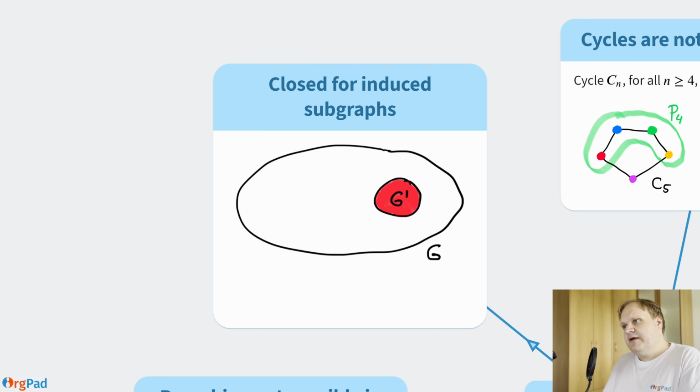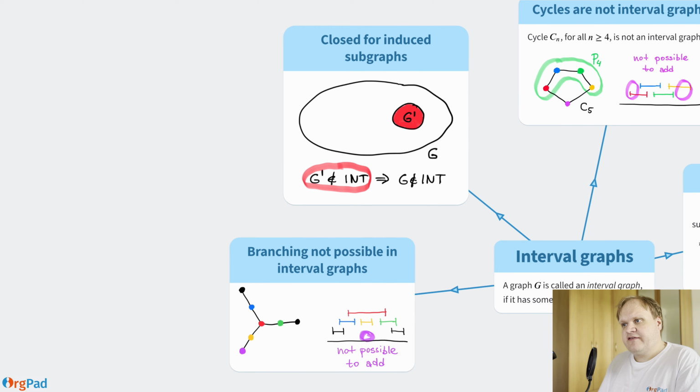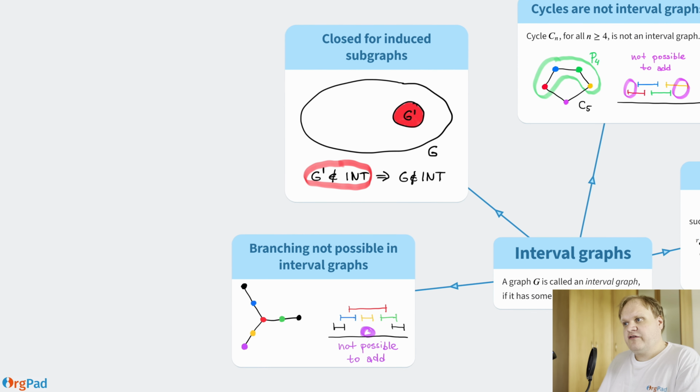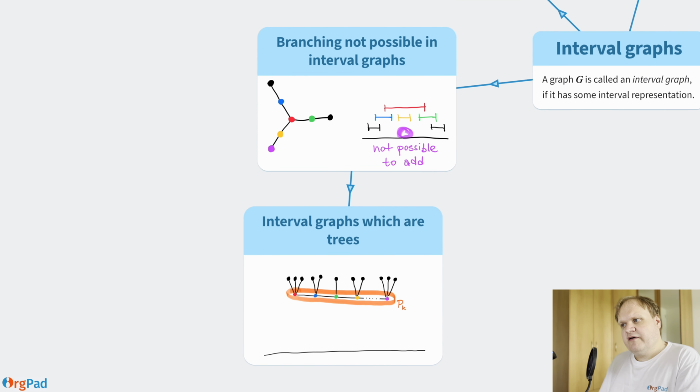We can view this implication in the opposite way. Suppose that we start with some induced subgraph G prime, which is not an interval graph. Then it follows that the entire graph G is also not an interval graph. So for example, no interval graph can contain this subdivided star. We can use this to characterize trees which are interval graphs. If a tree doesn't contain this as an induced subgraph, it has to look like this.